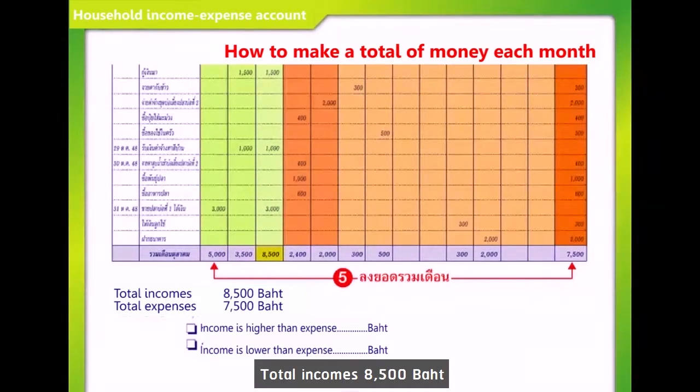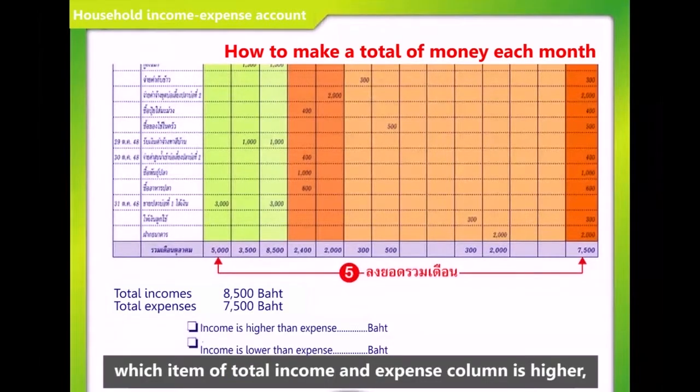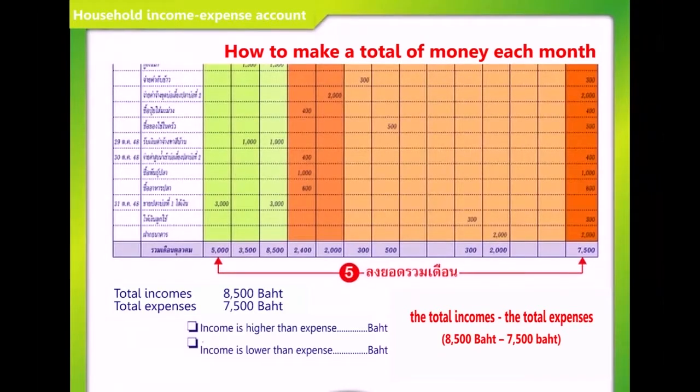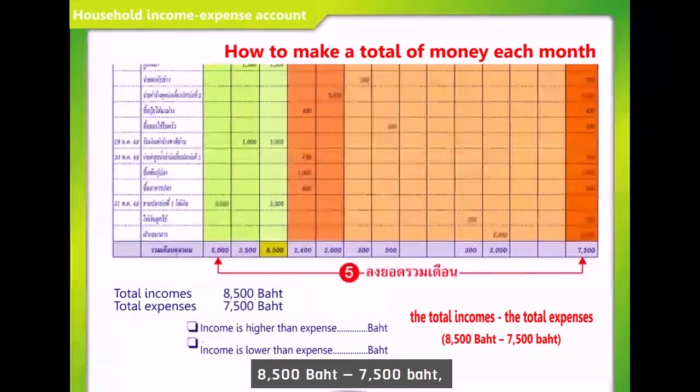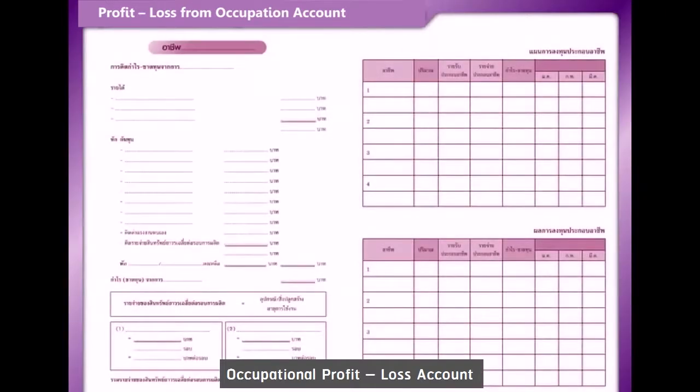Total incomes, 8,500 baht. Total expenses, 7,500 baht. If we want to know which item of total income and expense columns is higher in this month, we just bring the total incomes to deduct the total expenses. From this example, 8,500 baht minus 7,500 baht, then the balance is 1,000 baht. Don't forget to tick in the box "Incomes is higher than expense" and write the difference correctly, that is 1,000 baht.